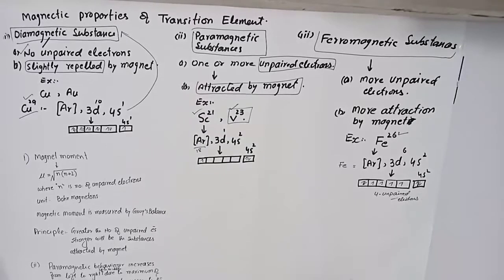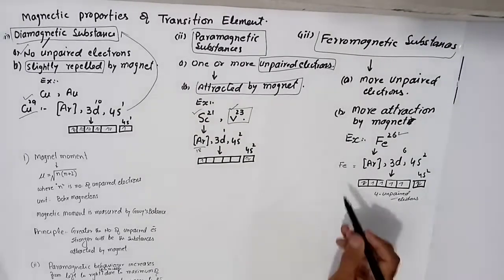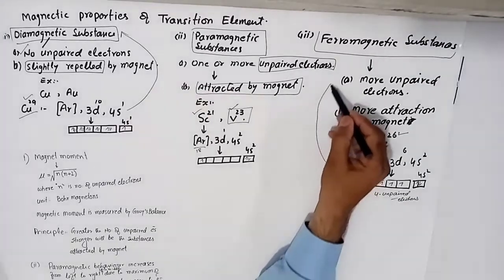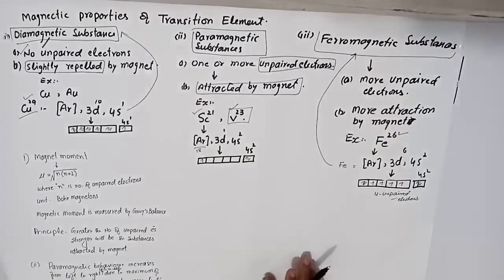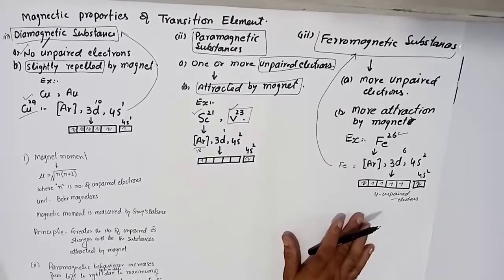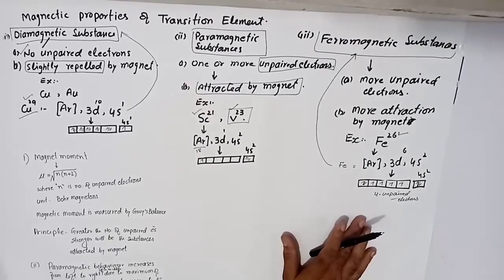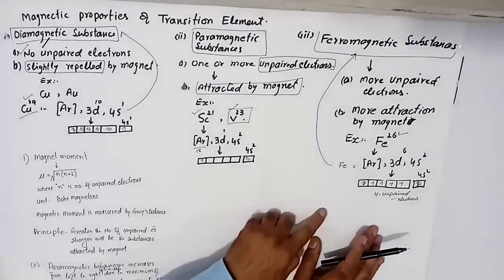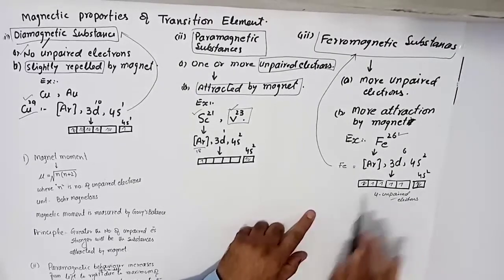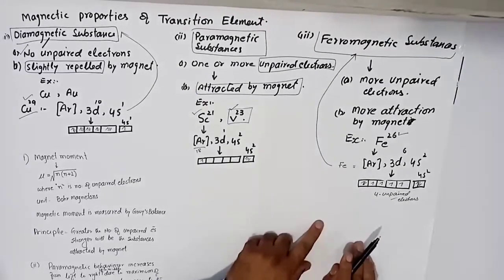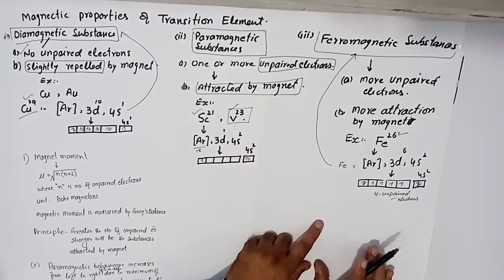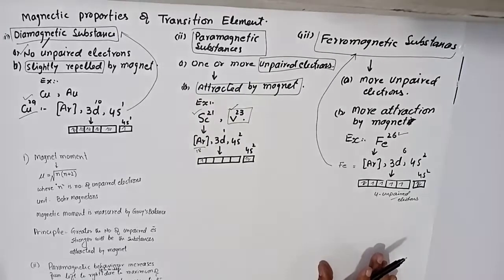So such substances are called ferromagnetic substances. This is also paramagnetic, because here we can see 4 unpaired electrons, but for iron we can say that this is a ferromagnetic substance.